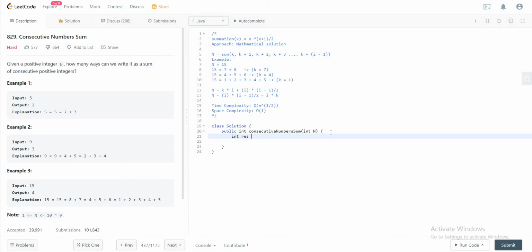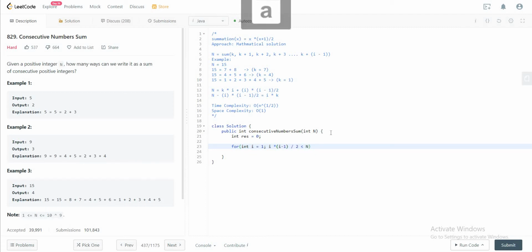Let's initialize the result to 0, and then let's say for int i equals 1, you start with 1. And then here you need to do another trick. I'll tell you why that is. i multiplied by i minus 1 divided by 2 is less than n, i plus plus.